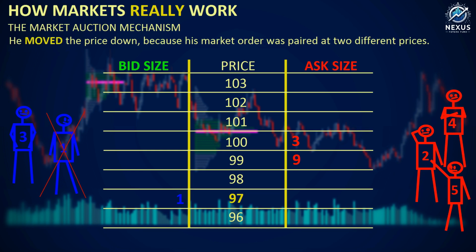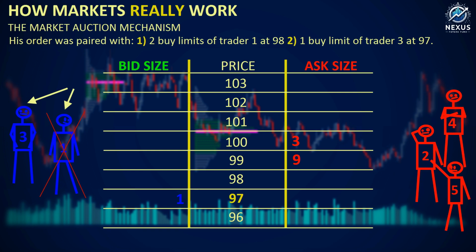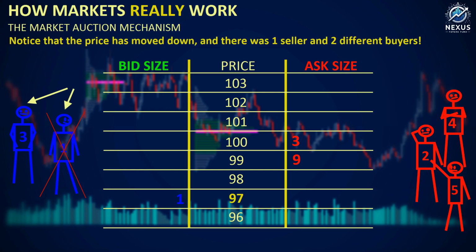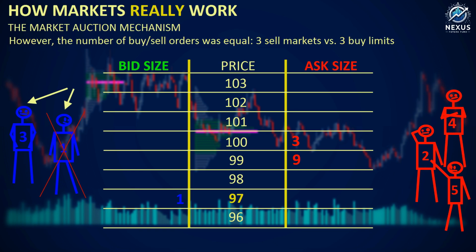This aggressive seller therefore moved the market down because his market order was paired with buy limits at 2 different prices. His sell market order for 3 contracts was paired with 2 buy limits at 98 and 1 buy limit at 97. Now notice this. The price has moved from 98 to 97, despite there being 1 seller and 2 different buyers. However, the number of buy and sell orders is equal. Sell market order for 3 contracts and buy limits for 3 contracts in total.